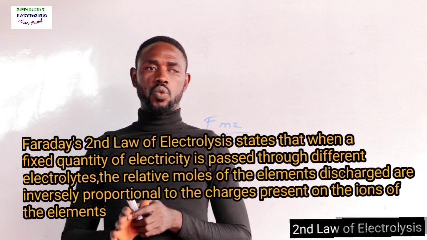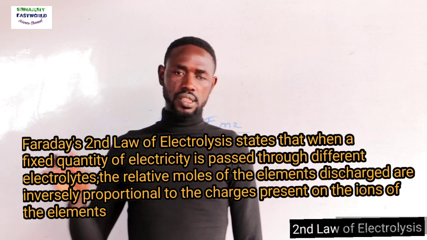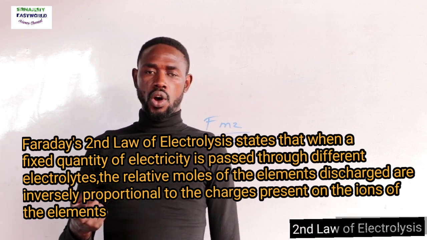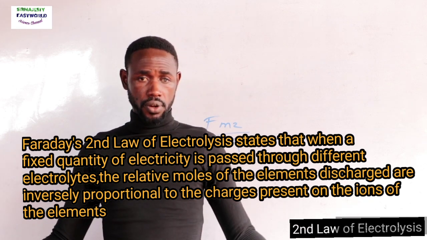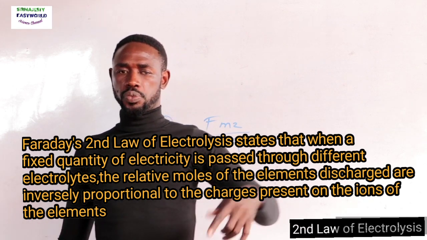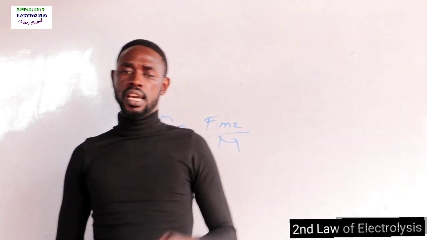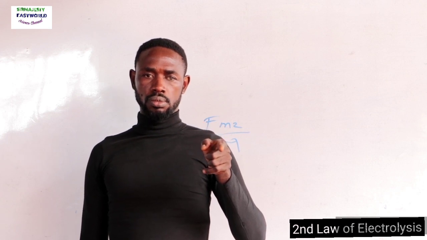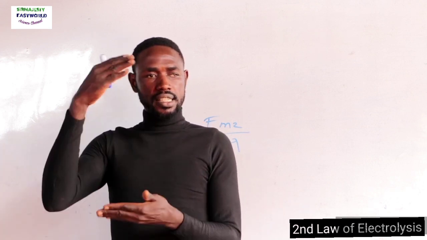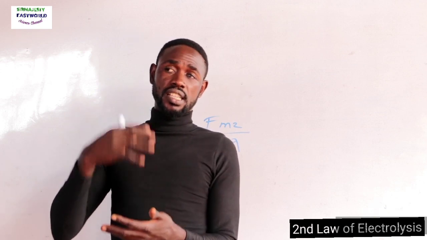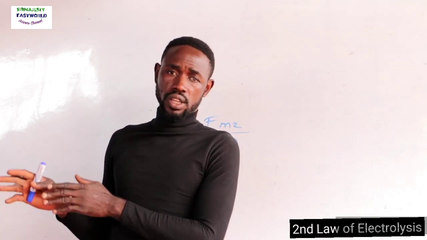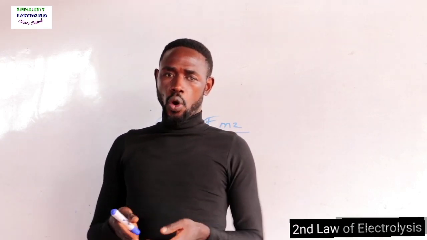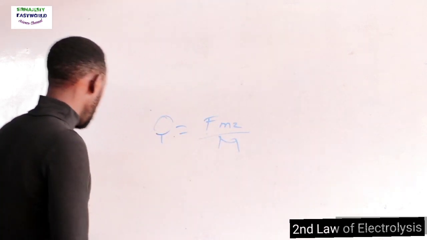I take it again: when the same quantity of electricity is passed through different electrolytes, the moles of the elements discharged at the electrodes are inversely proportional to the charges present on the ions of that element, which means ions with higher charge will consume more quantity. The second law is trying to tell you that for ions with higher charge, the fewer moles of them will be discharged, and for ions with lower charges, the more moles of them will be discharged.